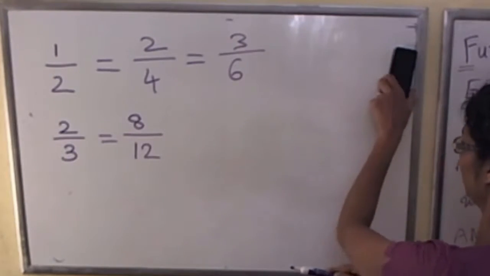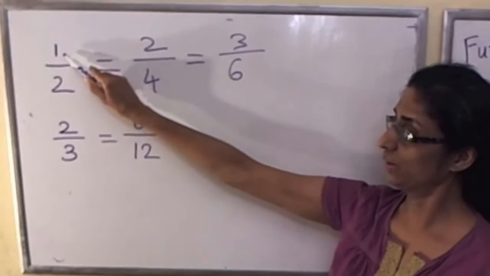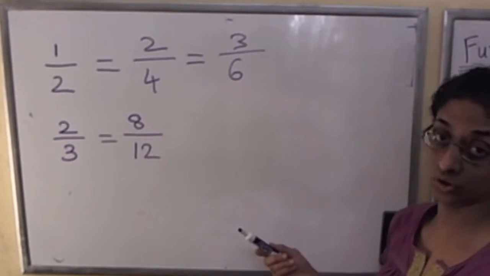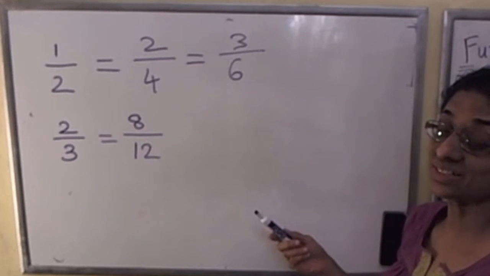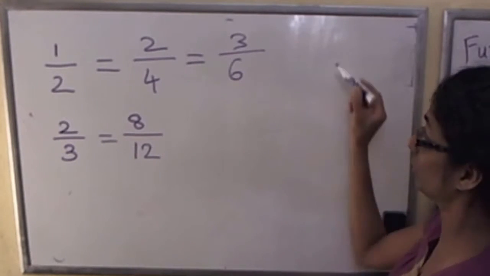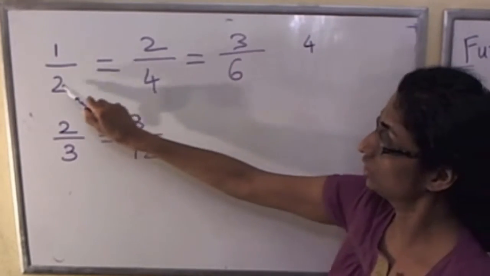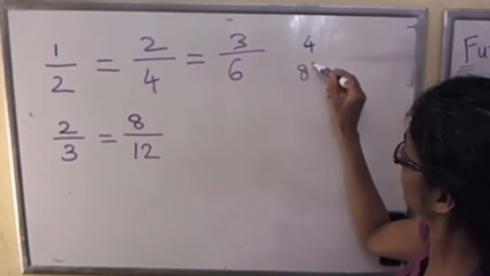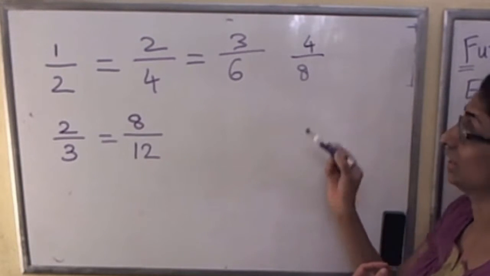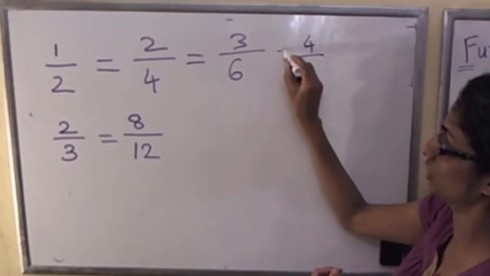Now you might be wondering what happens if you multiply numerator and denominator by 4 and you created a new fraction. What would that fraction be? 1 times 4 is 4 and 2 times 4 is 8. This is the fraction. And perhaps you're beginning to think, I bet 4/8 is exactly the same as 1/2.